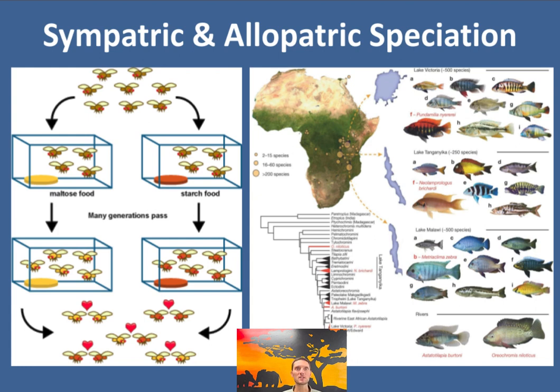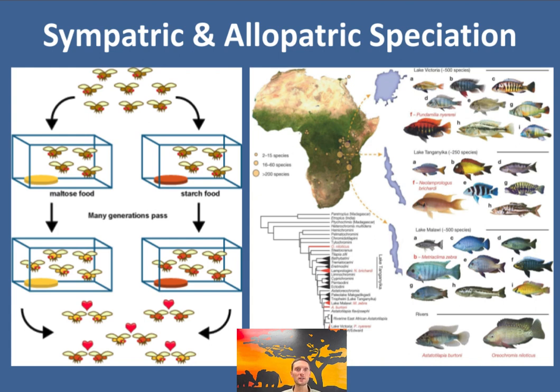A good example of this is the Bahama mosquito fish, which is isolated from one another in different ponds, and in ponds that have more predators, the fish have more powerful tails so that they can have a burst of speed to be able to escape the predators.